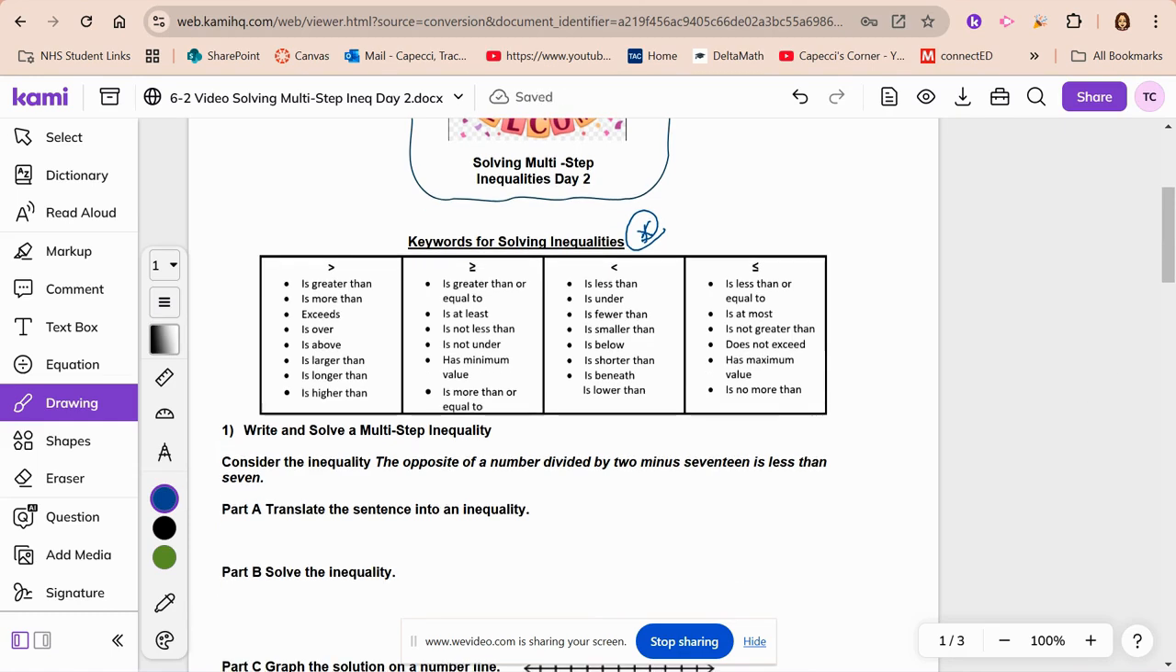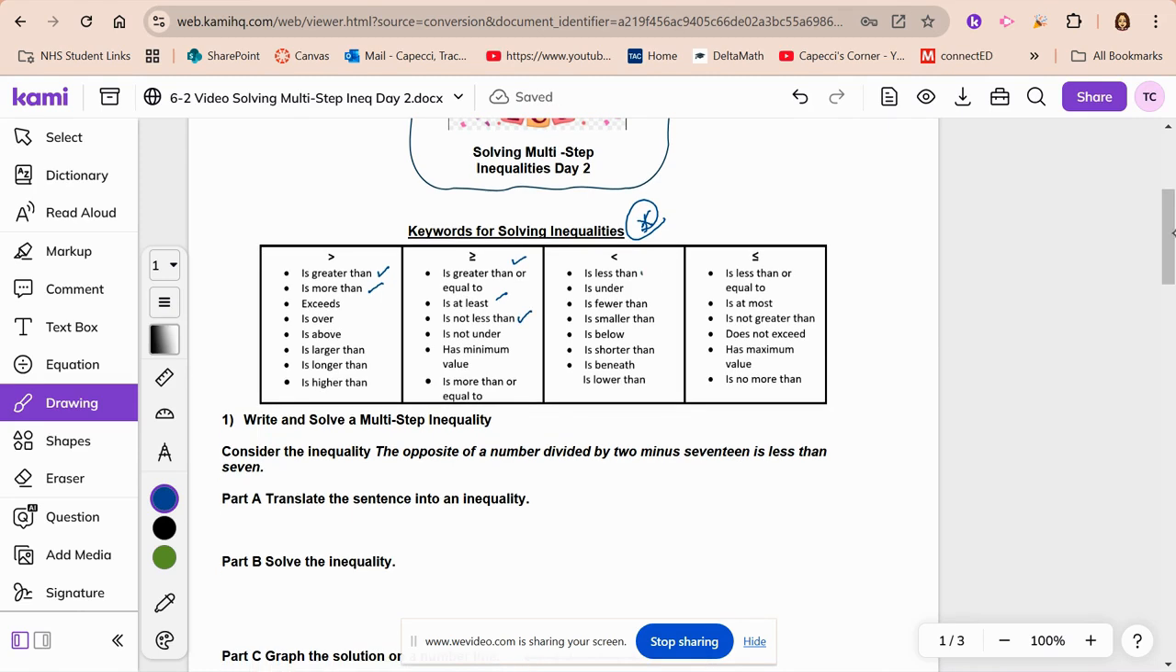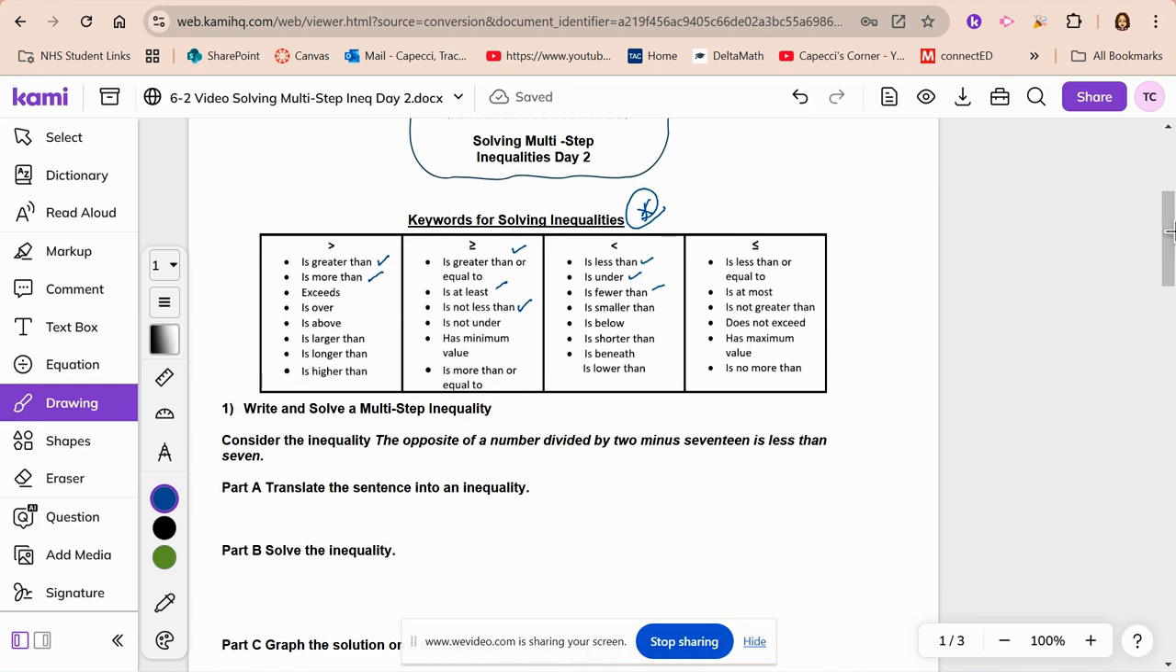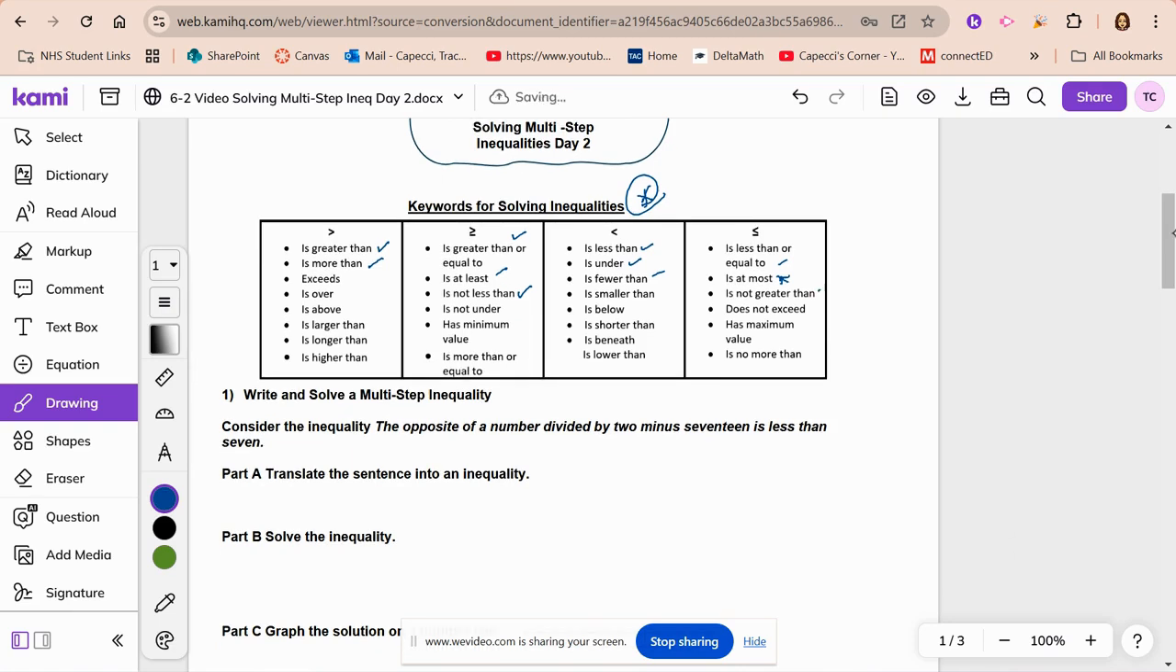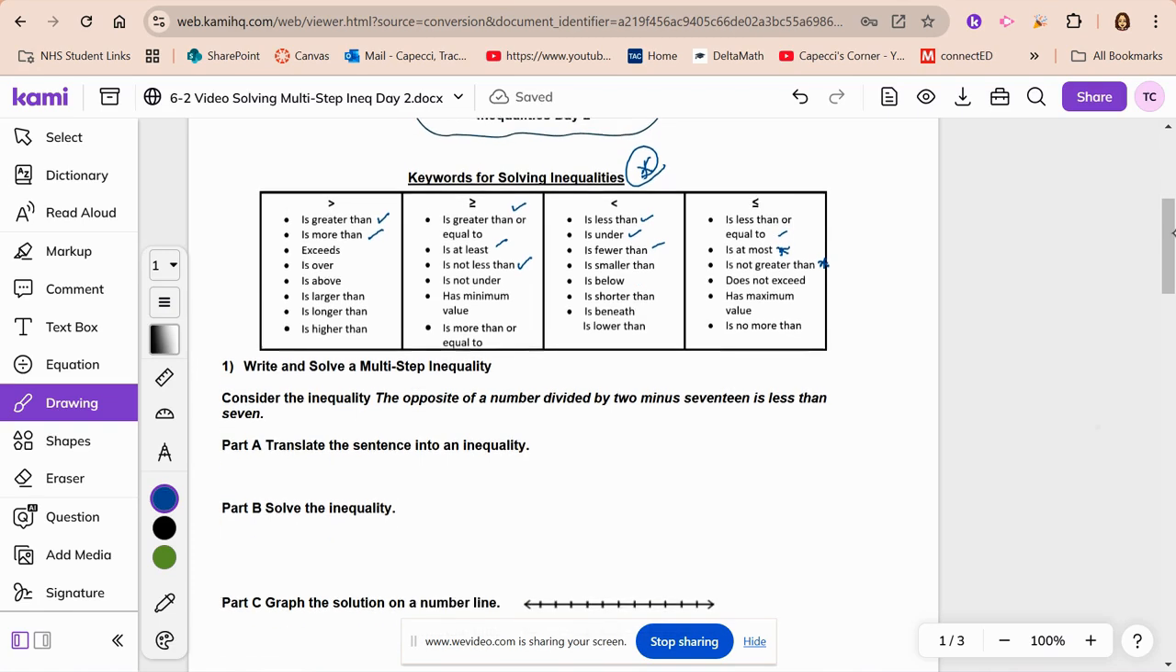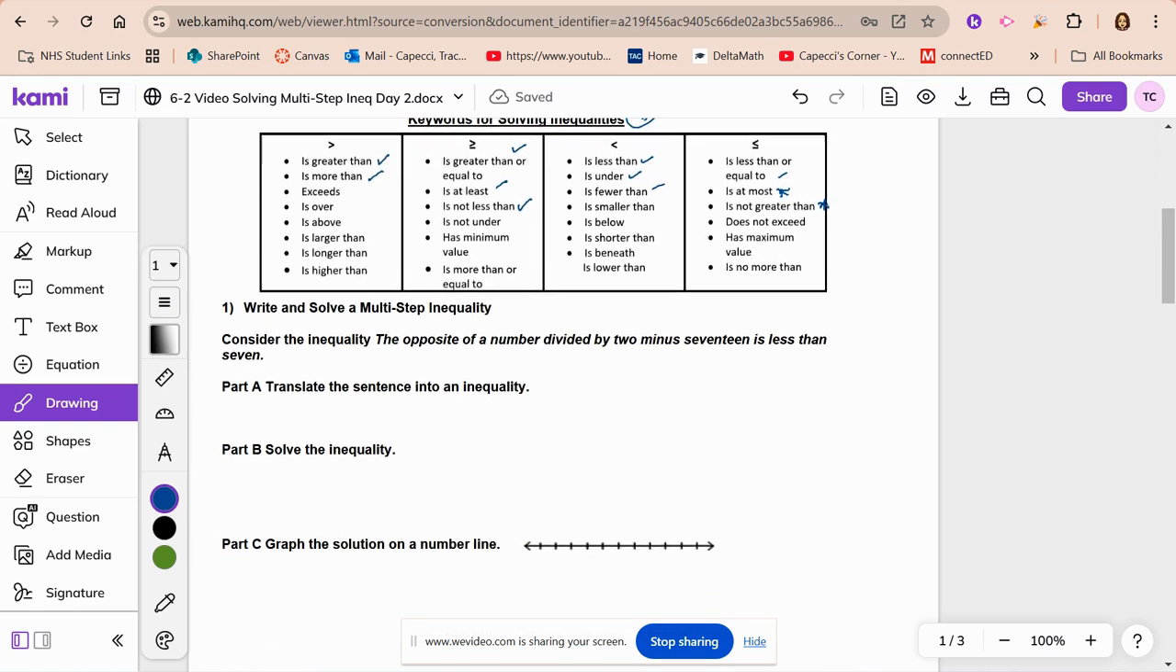But the keywords for solving inequalities, there's a lot of them. So these we use a lot: is greater than, is more than, greater than or equal to, at least, is not less than, something like that. Is less than, is under, fewer than, just some examples. Is less than or equal to, is at most, we see that one a lot, is not greater than. So again, if you want to take a closer look at this list, you can just pause the video. All right, let's get started.